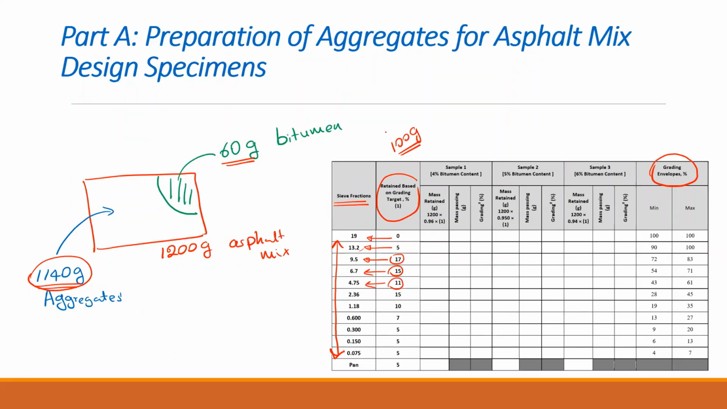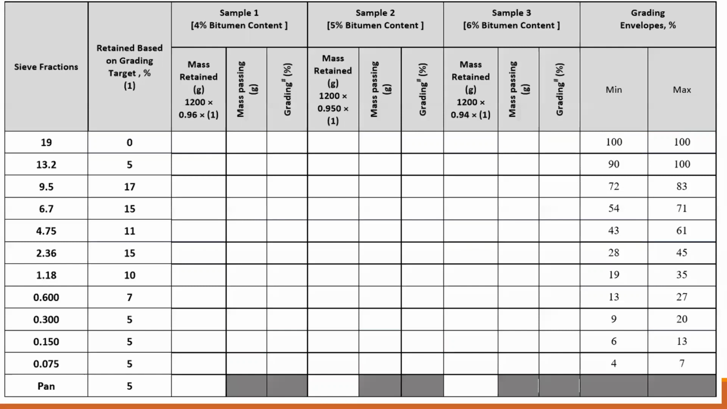But we are not making 100 grams, we are making 1,140 grams. So we should be able to do the calculation and find out how much from each size we need to prepare the 1,140 grams of an aggregate mix. Let's see how we'll do the calculations. As I told you, we are doing the calculations only for the 5%, and you can follow the same steps and do the calculations for the other percentages.